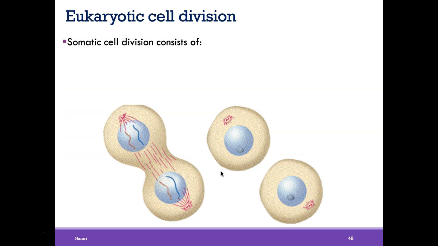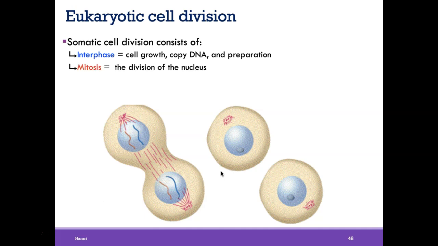So somatic cell division consists of interphase. Interphase is where the cells are going to grow, the DNA will be copied, and the cell is just prepping. Mitosis is division of the nucleus. Cytokinesis is division of the cytoplasm. So these are the 3 steps to somatic cell division, to the somatic cell cycle.